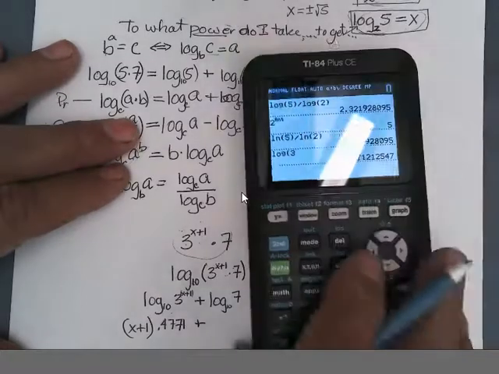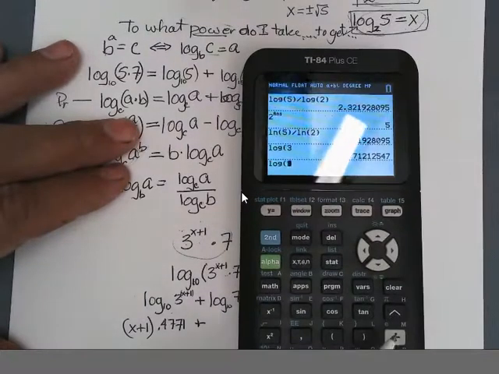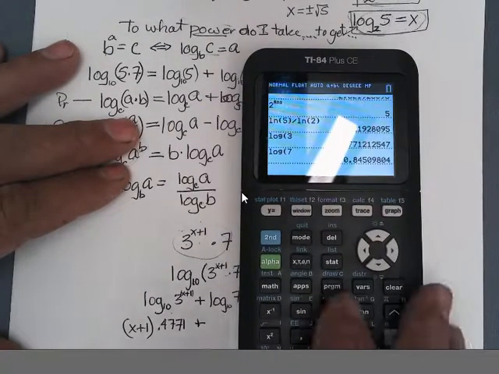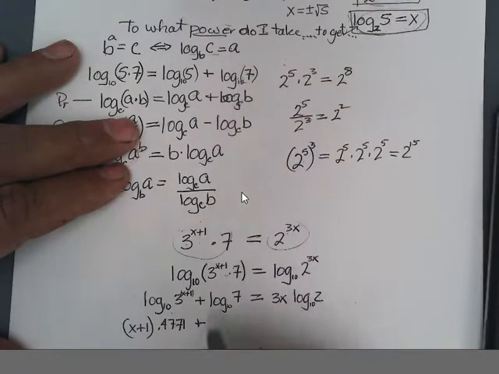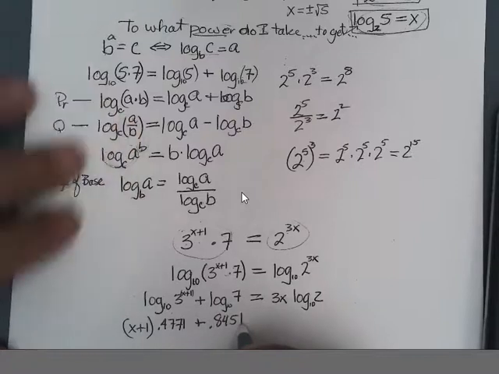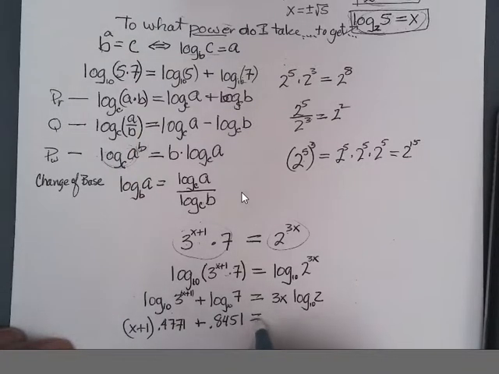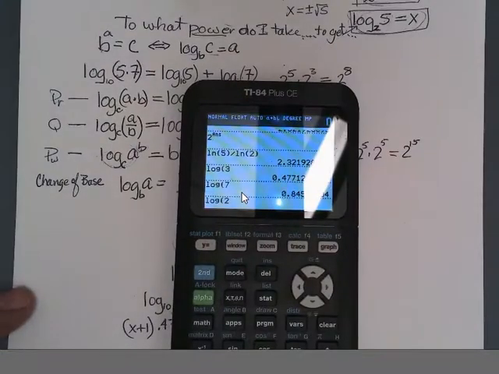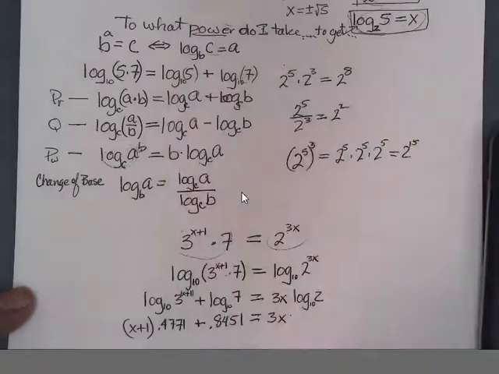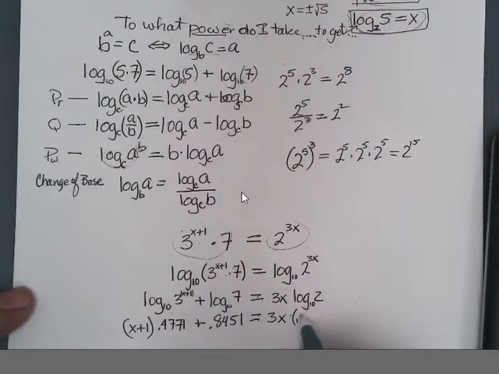Plus log base 10 of 7. So I'm going to go log 7, and I get 0.8451, equals 3x times the log of 2. And that's 0.3010.